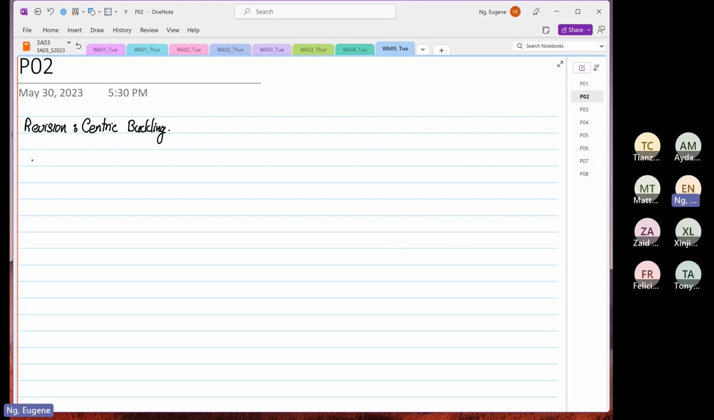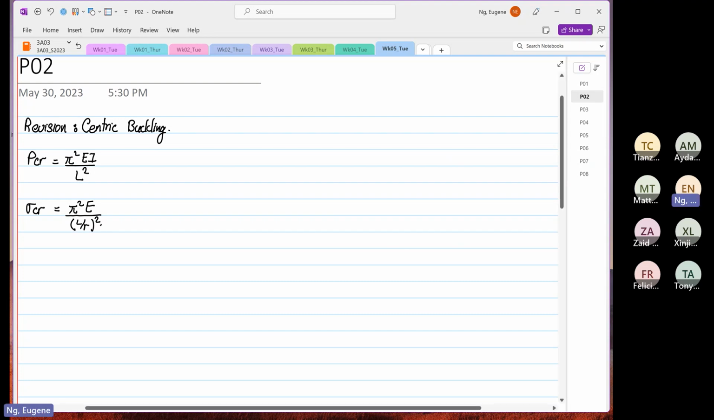We know that the critical stress is equal to pi squared EI over L squared. All these formulas will be provided. And we also know that the critical stress is equal to pi squared E over (L over r) squared.